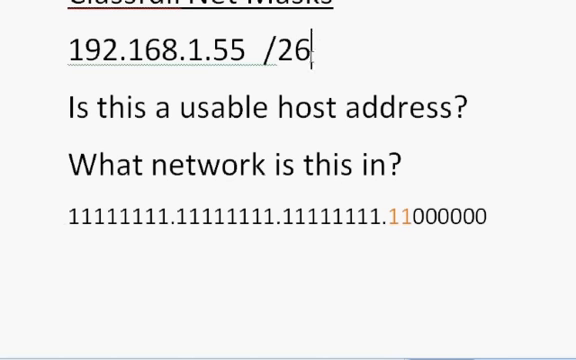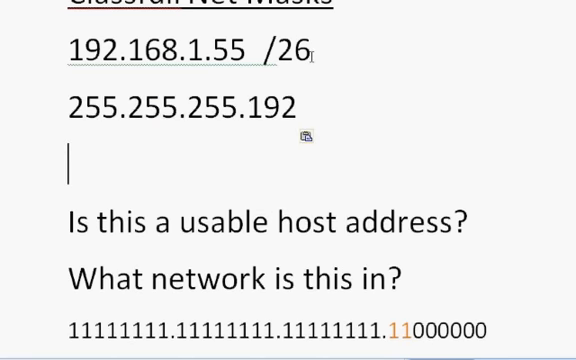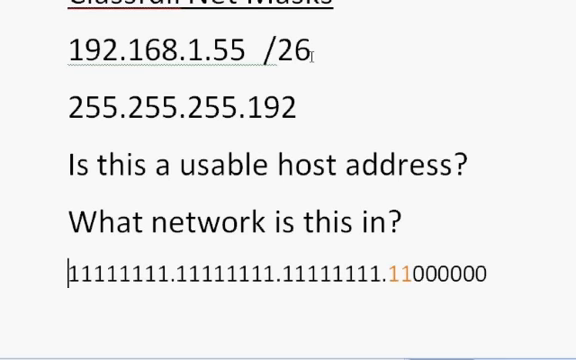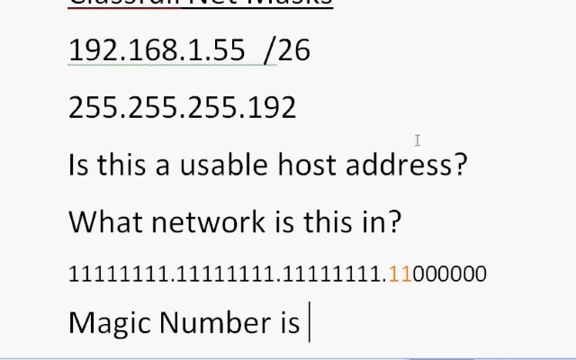Well, in this case, the magic number is the last borrowed bit, and it's in the place value. The magic number is the place value that the 1 is in. So this is the 128th place, and this is the 64th place. So the magic number is 64. Well, what does that tell us? Actually, it tells us quite a bit. I'll show you exactly what it tells us.